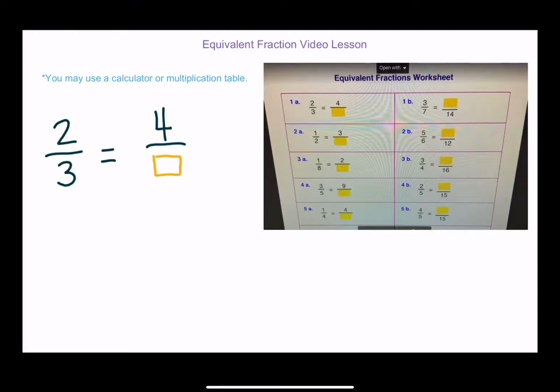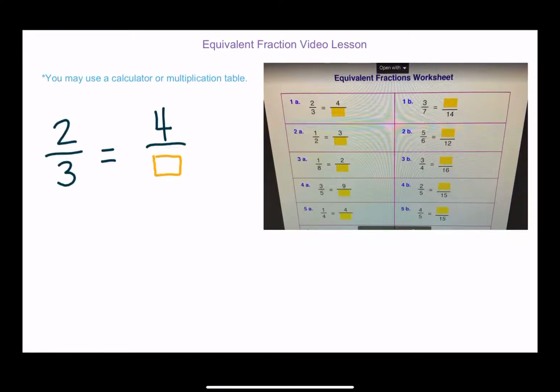Good morning, class. Today we're going to be learning about equivalent fractions and how to solve them when either the numerator or the denominator is missing. So if you notice, to the right is the actual worksheet you will be working on. That's in a separate file for Math Today.